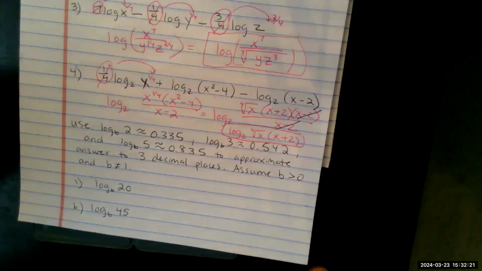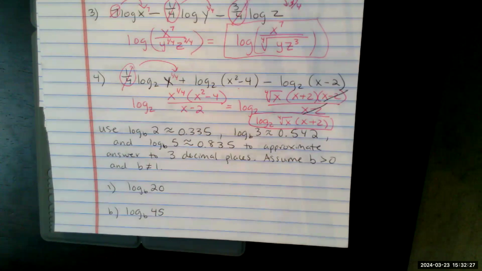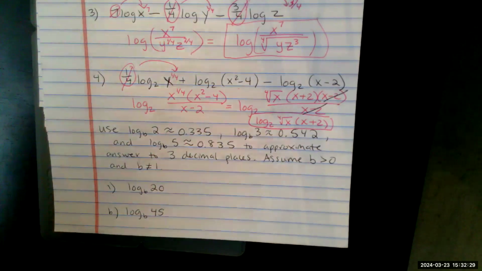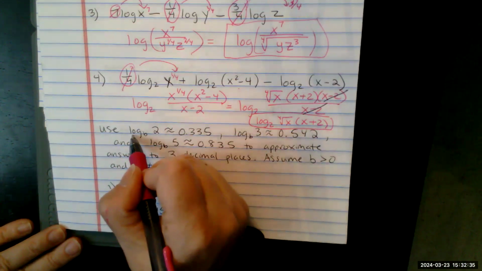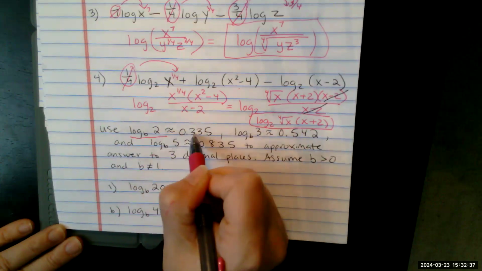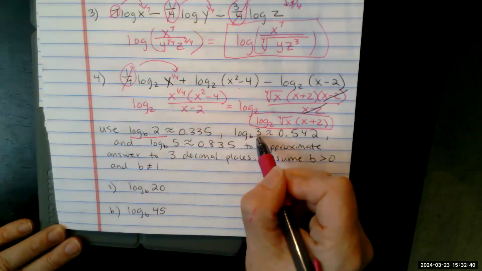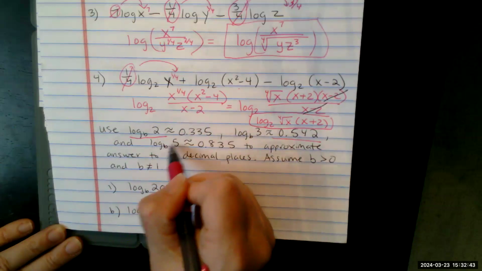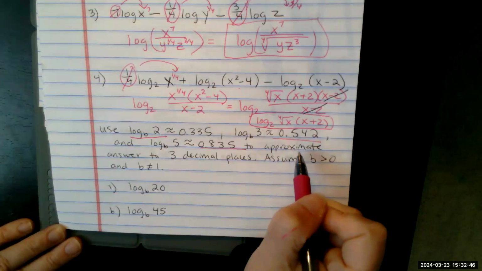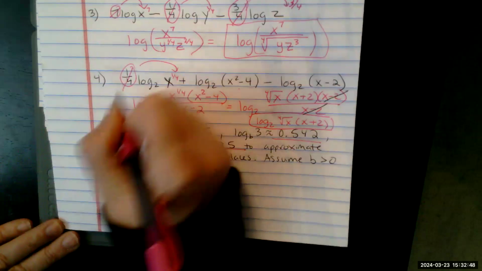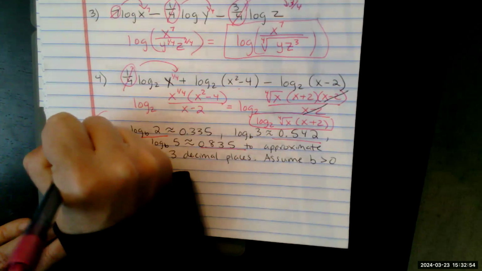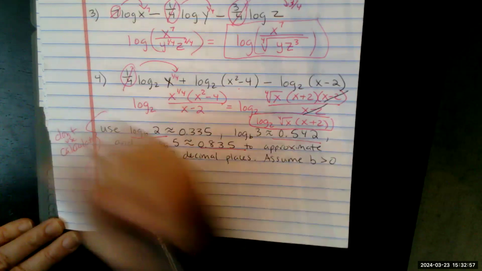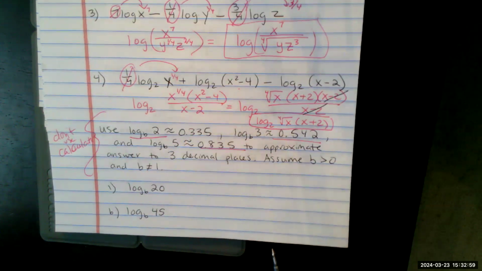Okay. Next problem is not hard, but it's just a little confusing to understand what they want you to do at first. So make sure you go through this with me. If they tell you specific values for things, so they're telling us that log base b of 2 is about this, log base b of 3 is about this, and 5 is about this. And they want us to approximate our answer. What that means is they don't want us to use a calculator. Okay, so don't use your calculator if they're giving you these approximate values.